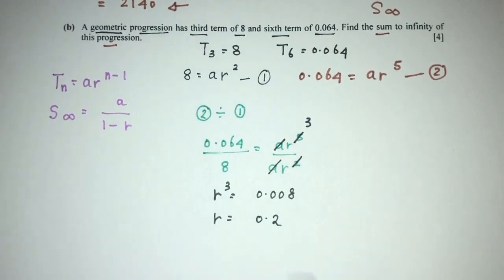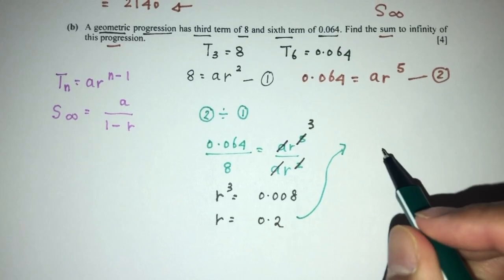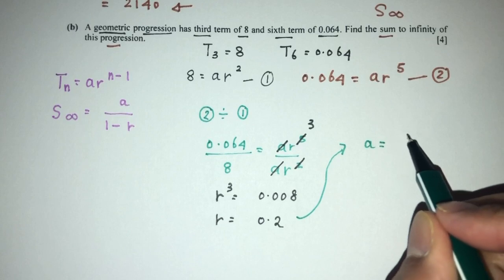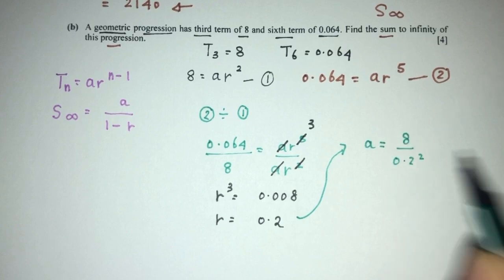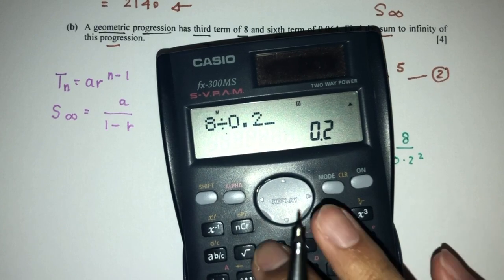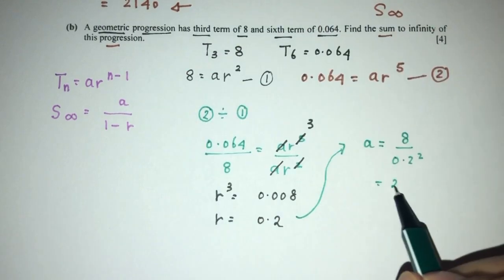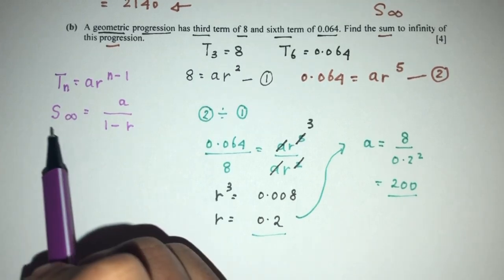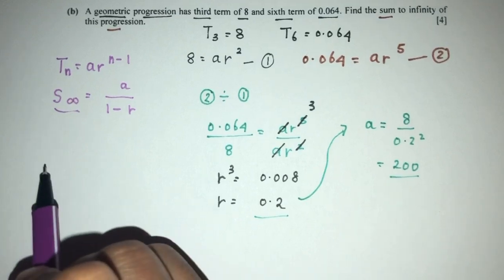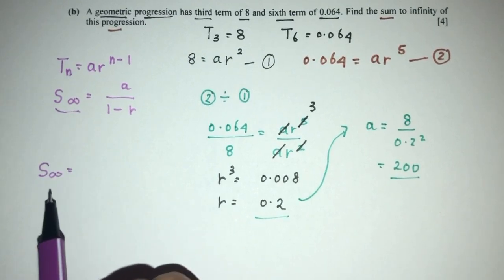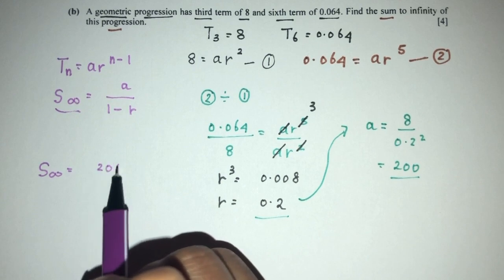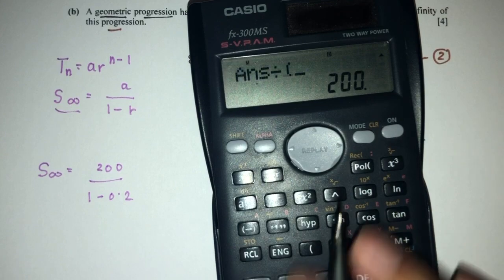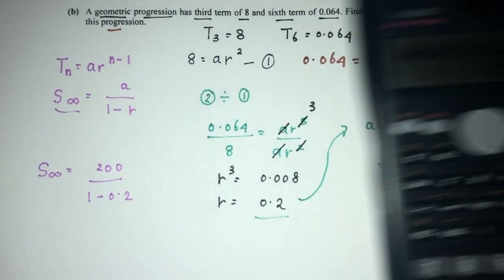Now let's find the value of a from that. So replace back in your main equation. Let's use this one. a has to be the value of 8 divided by 0.2 squared. That will be 200. So now once you have the value of a and r, you can replace back in your formula here for the sum to infinity. So let's do that. That will be 200 divided by 1 minus 0.2. That will be 250 as your answer.